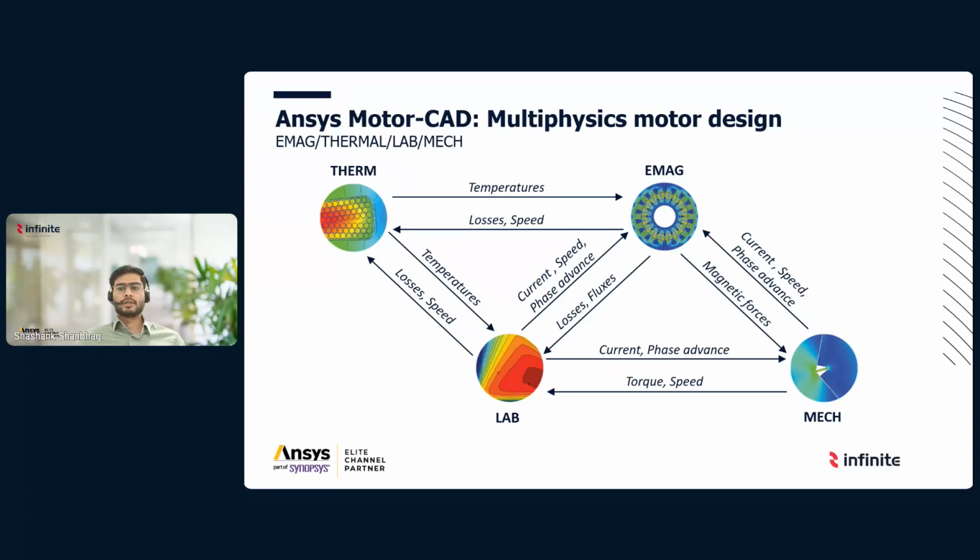For example, you have the electromagnetic module and the lab module. Both modules can be used on their own, but we can see that they interact by passing information on the current, speed, phase advance, as well as the losses and fluxes. All these can be related to each other with different parameters.